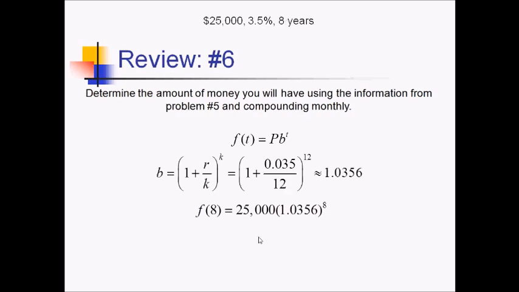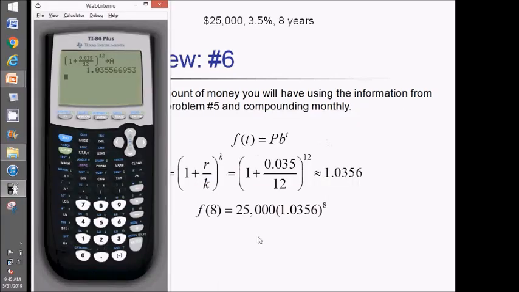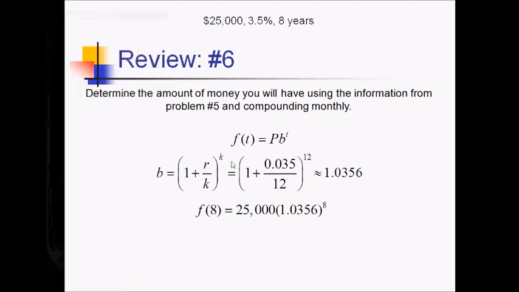So let me plug that in the calculator. Going back to my calculator, I'm going to do 25,000. Whoops, there we go. And I'm going to do alpha A to call up this decimal again. And now I just have to raise that to the 8th power to get approximately $33,064.77.